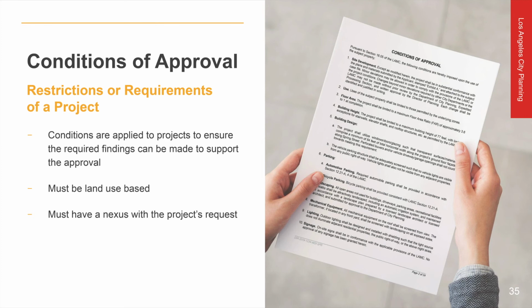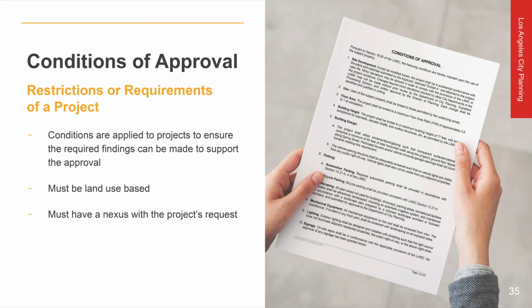When a discretionary project has been approved, it usually comes with conditions that a project must comply with in order to proceed. Any conditions applied to a project must be based on land use, have a nexus with the project's request, and be supported by code-required findings, which we'll go over in our next slide. Often, conditions imposed on a project place certain requirements or restrictions on the development, and can even require that the project be modified. In general, conditions are intended to ensure that the project contributes to neighborhood cohesion and promotes the overall quality of life of those in the surrounding area.